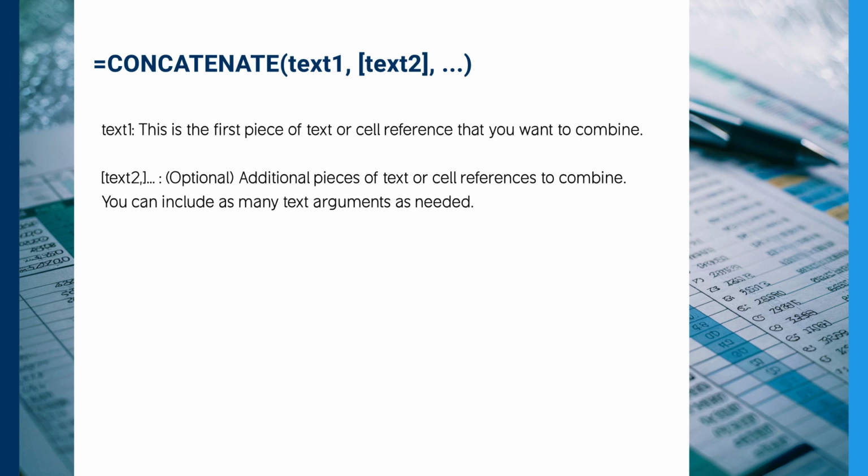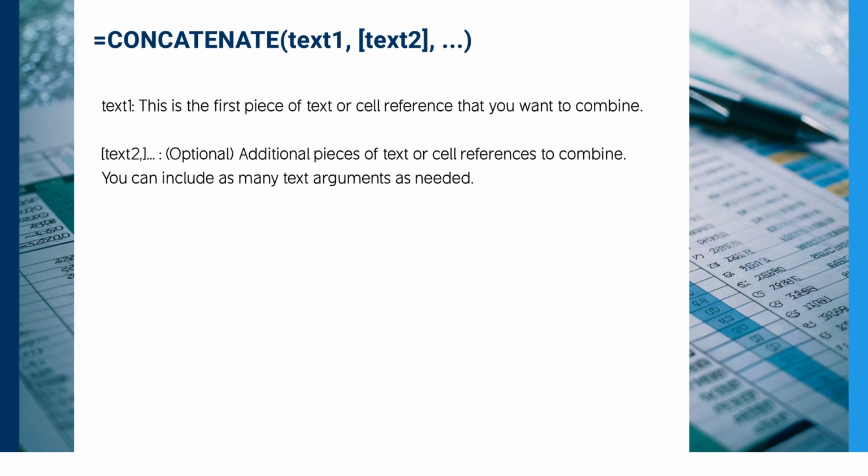Here's what each part means. Text 1. This is the first piece of text or cell reference that you want to combine. Text 2. Optional. Additional pieces of text or cell references to combine. You can include as many text arguments as needed. Now, let's look at our example.